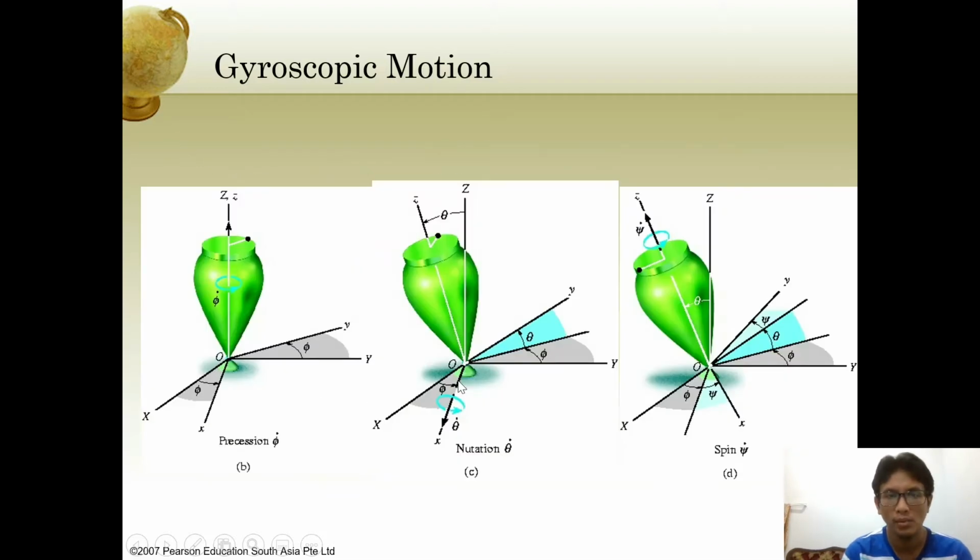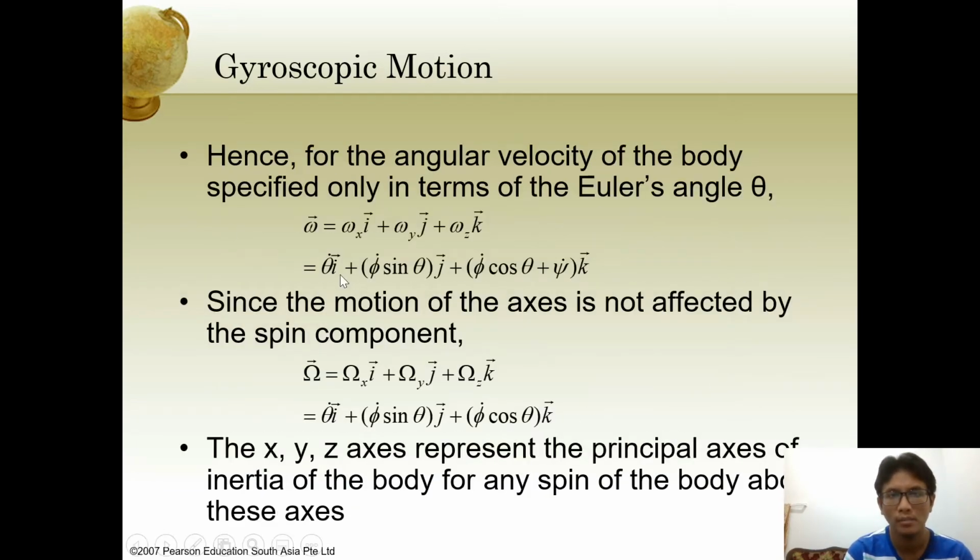First we look at the speed according to the x-axis. The x-axis is this one, or this one if we consider the spin. So the theta, or the nutation, is rotating about the x-axis. That's why our first component is theta dot. So the omega in the x-axis is the theta dot itself. There's no other angle involved.